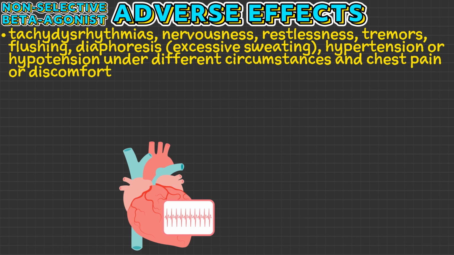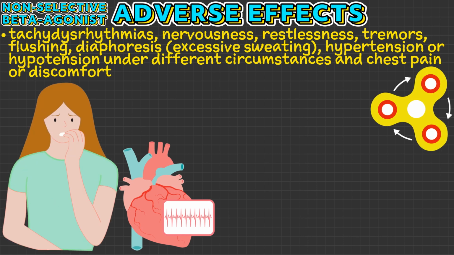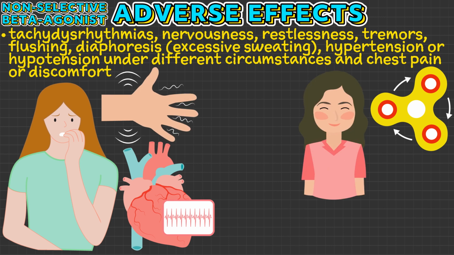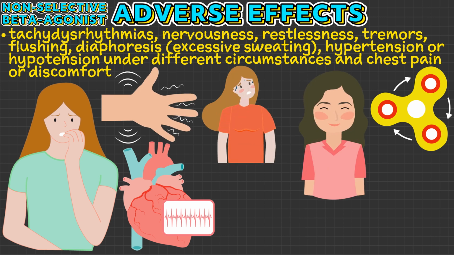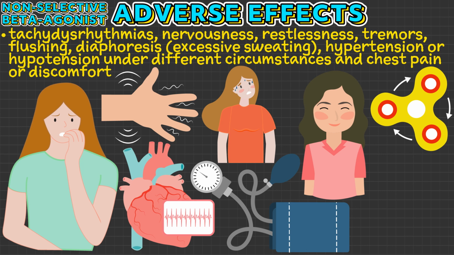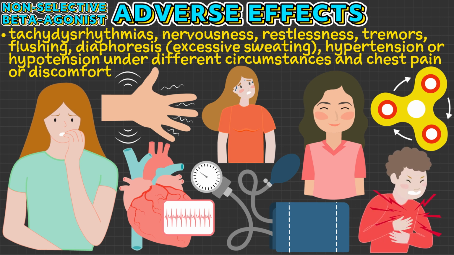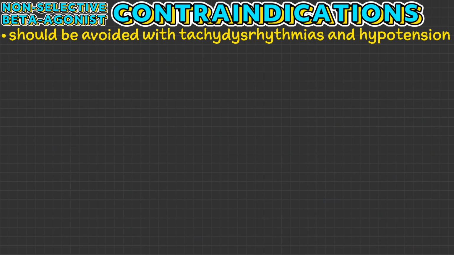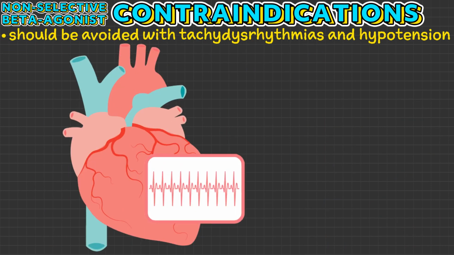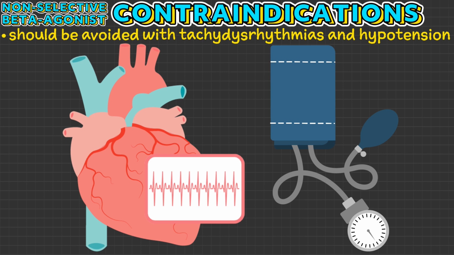The most common adverse effects of non-selective beta-agonists are tachydysrhythmias, nervousness, restlessness, tremors, flushing, diaphoresis or excessive sweating, hypertension or hypotension under different circumstances, and chest pain or discomfort. Non-selective beta-agonists should be avoided with tachydysrhythmias and hypotension.